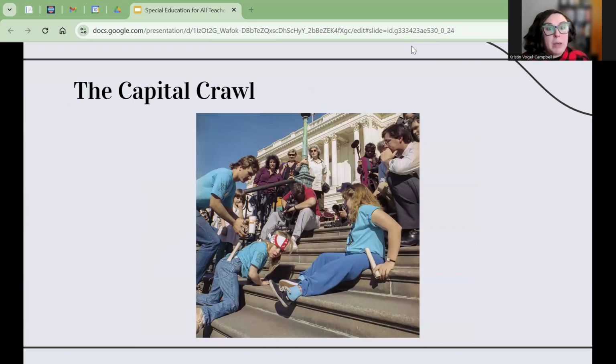This is a photo of the Capitol Crawl, which was in 1990. The Capitol Crawl was a pivotal disability rights protest that took place on March 12, 1990, in Washington, D.C. Activists, many of whom had disabilities, left behind their wheelchairs, crutches, and other mobility aids to crawl up the steps of the U.S. Capitol to demand the passage of the Americans with Disabilities Act, or ADA.